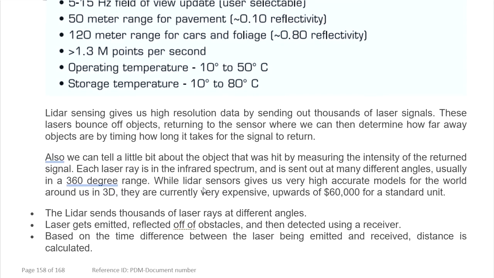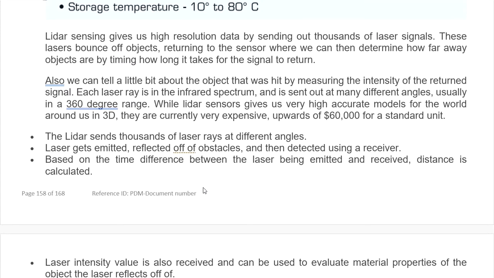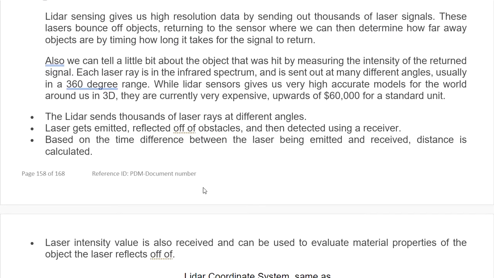So LiDAR gives really high resolution data by sending out thousands of laser signals. The laser hits the objects and returns to the sensor, where we can determine how far away objects are by timing how long it takes for the signal to return. I mean, you send a signal, you get it back to the device, and you know how long it takes. We can also tell a little more about the object it hit by measuring the intensity of the return signal. It means we know the strength of the signal sent to the object and back, and from that you know the property of the object the laser points to.